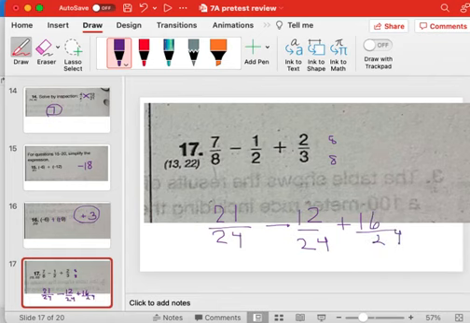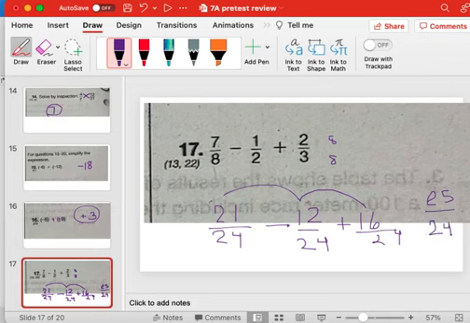We're just going to do the work. 21 take away 12 is what? 21 take away 12 is 9. And 9 plus 16 is 25. So our answer is 25 24ths.